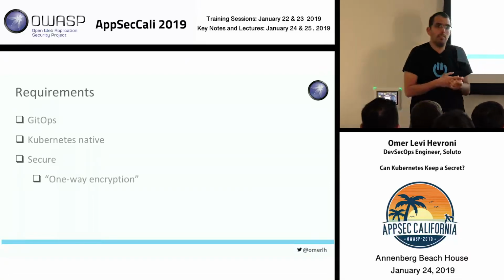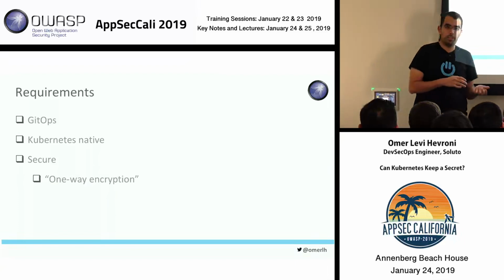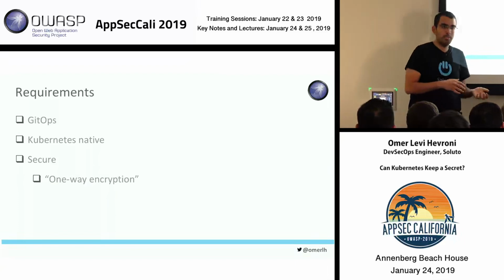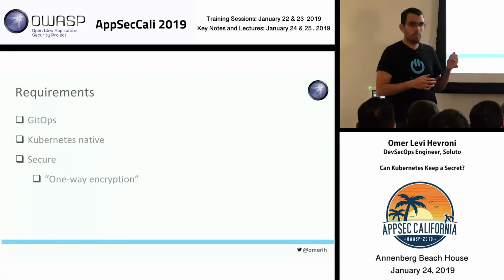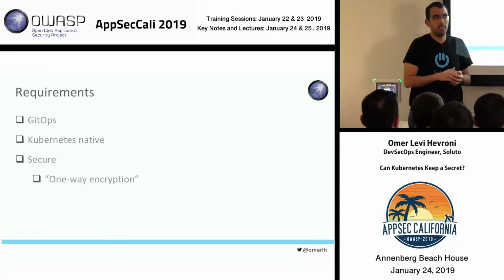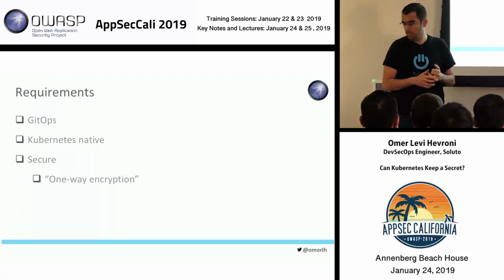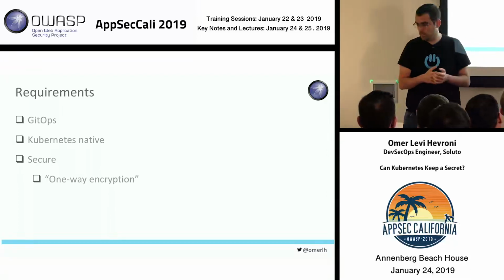And here I wanted to have something I like to call one-way encryption, meaning once the secret is encrypted, you can't decrypt it back. It can be decrypted only in the application. This reduces the attack surface significantly. And this is why I want that.